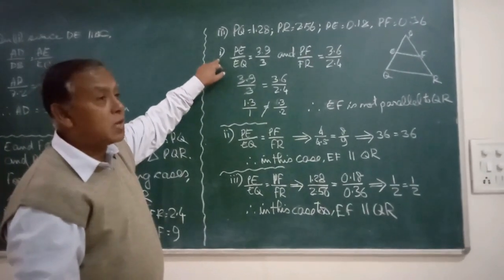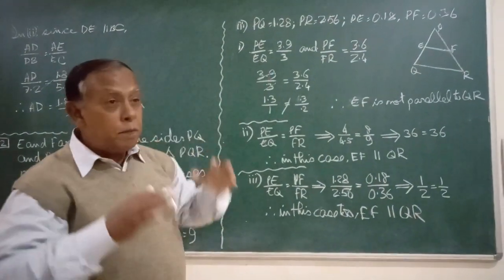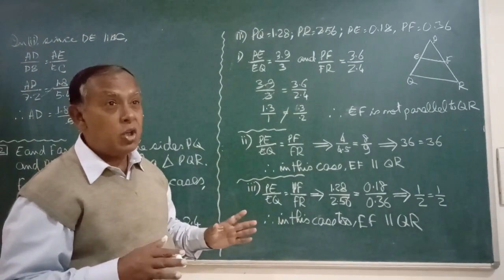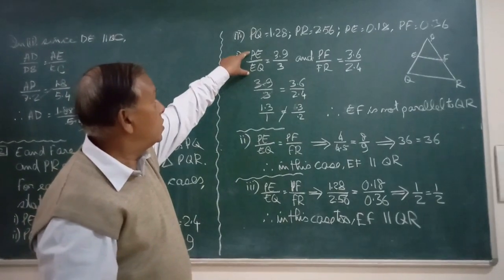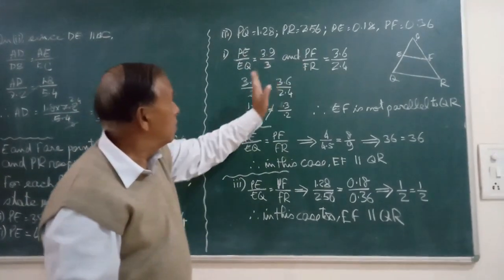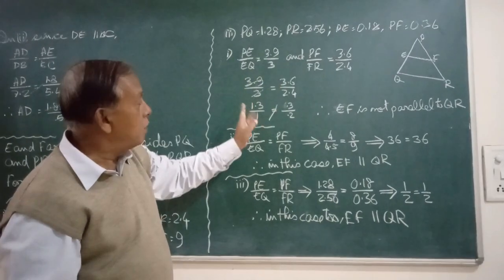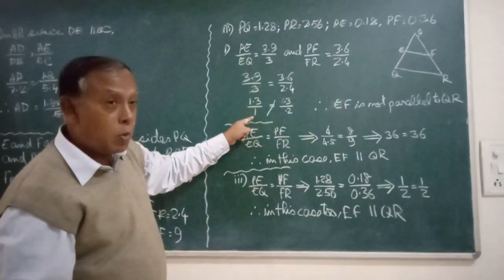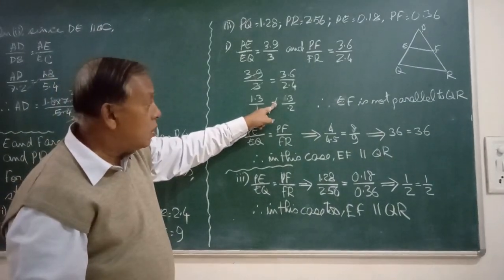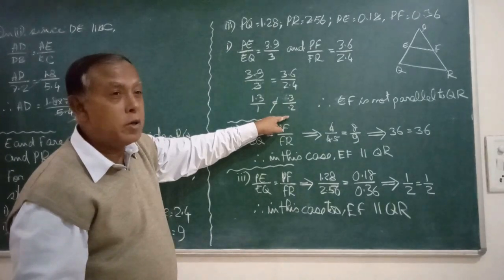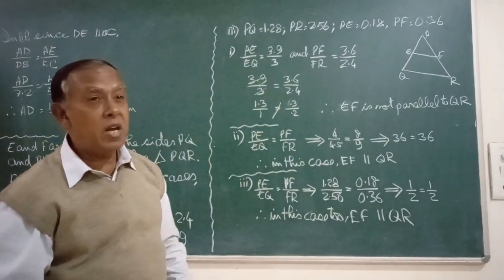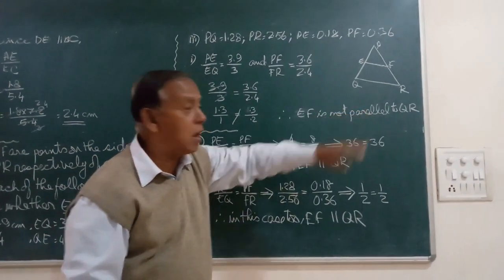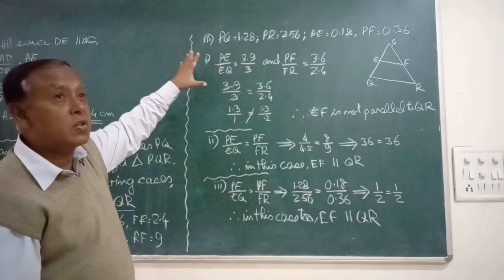We come to the first instance and then we say, if the lines are parallel, then the sides have to be in the ratio. So we say, this is the ratio, and then we apply the numbers. And finally, when you apply the numbers, we find 1 upon 3 is not equal to 0.3 upon 0.2. They are not in the same ratio. Therefore, we say EF is not parallel to QR. So that is the first set.